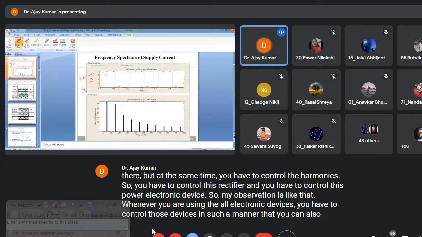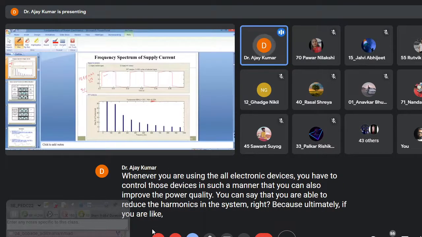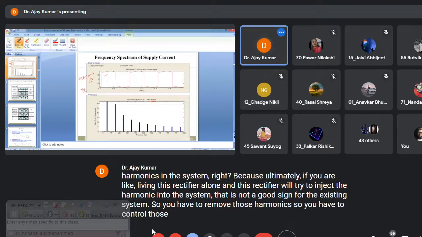You can say that you are able to reduce the harmonics in the system. Because ultimately, if you leave this rectifier alone, it will try to inject harmonics into the system, and that is not a good sign for the existing system. So you have to remove those harmonics, or you have to control those harmonics.